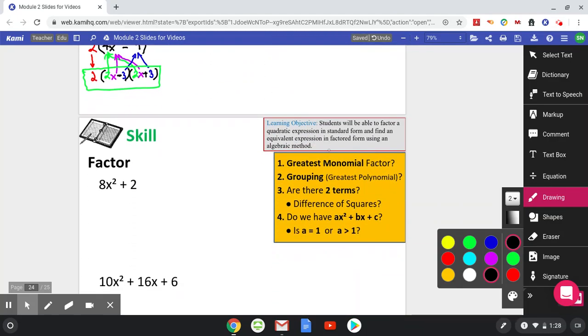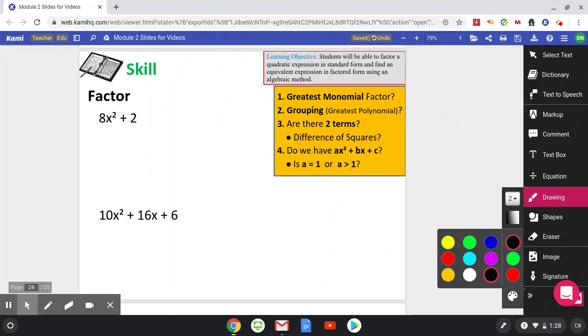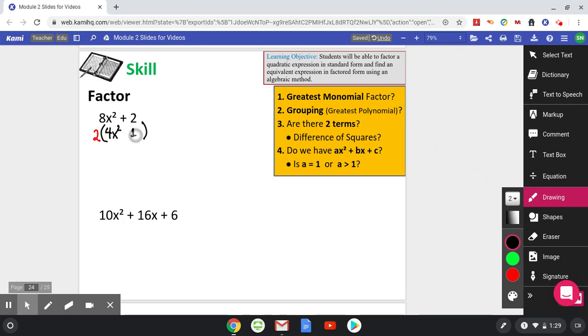Okay. We're going to move to the next problem. Let's see if we can start with step number 1. Can we find a number that divides both 8 and 2? 2 divides both 8 and 2. I will factor out a 2 and I need to figure out what's inside. So 8 divided by 2 is 4. Bring down the x squared for now. 2 divided by 2 is 1.